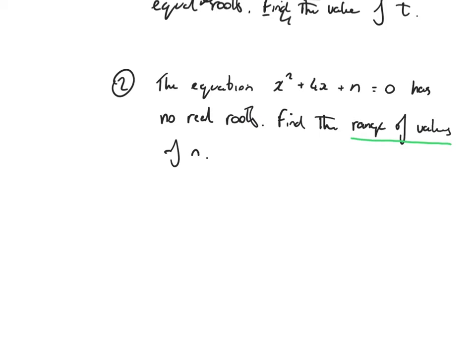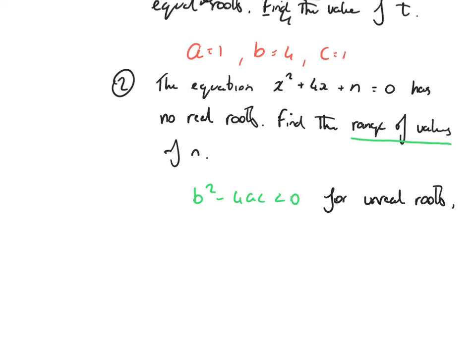Well, that means that the roots are unreal, which means that the discriminant is less than 0. So let's make a statement again. b squared minus 4ac is less than 0 for unreal or no real roots, both of which mean the same thing. Okay, so let's now identify a, b and c. Well, I can see that a is 1, b is 4, and c is n.